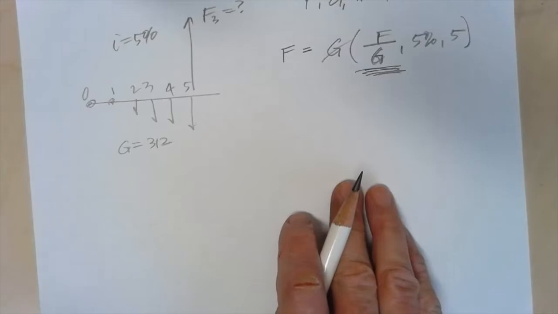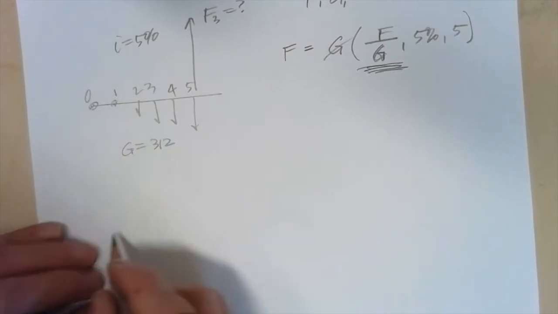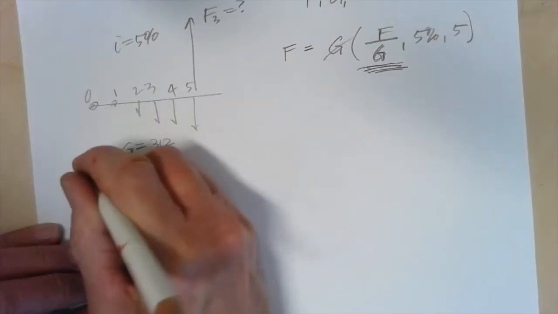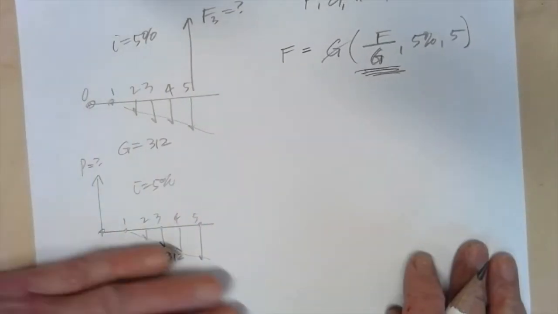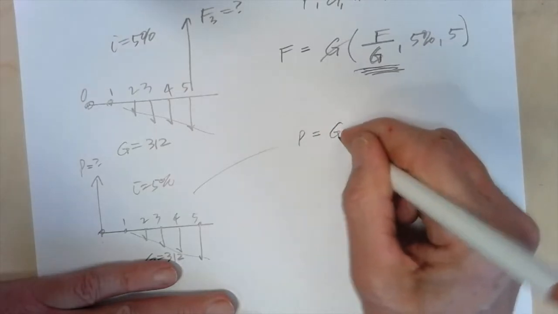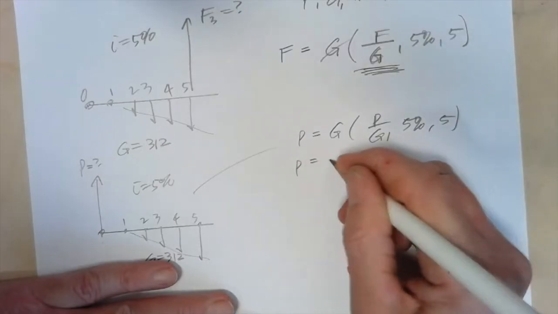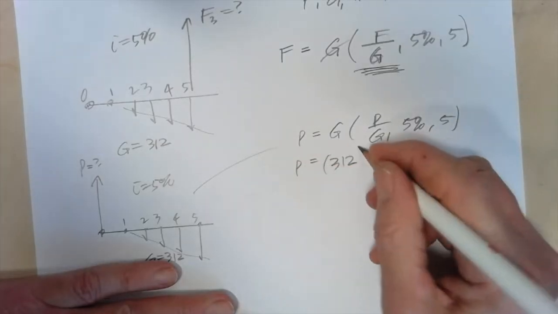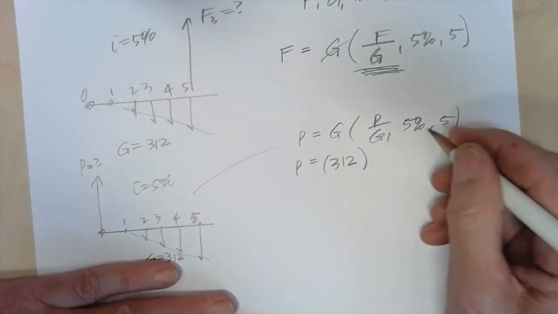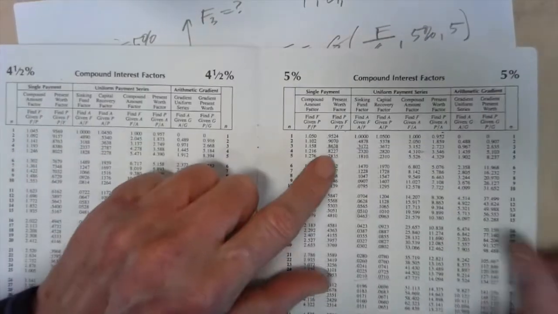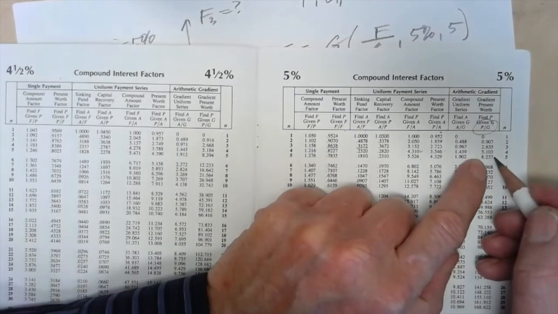So what I'm going to do now is this. I'm going to draw a new cash flow diagram, and I'm going to calculate the P for my gradient. All right, so my P is equal to G times P over G, 5%, 5. That's 312 times P over G, 5%, 5. Now let's go to the 5% page. Oh, there is a P over G. Good. And for 5, it's 8.237.